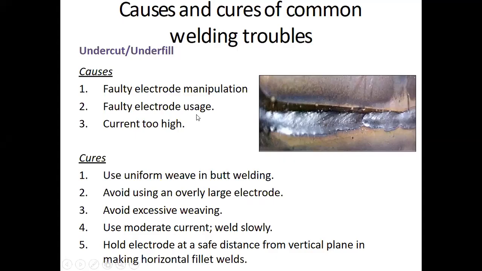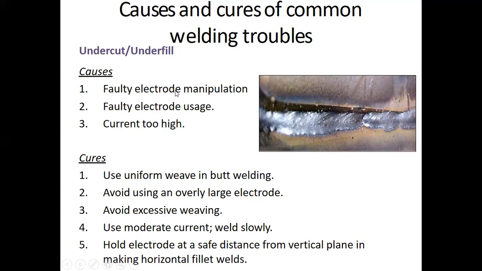So that's what we were discussing, right? The welding defect of undercut or underfill. Basically, it is not filling the weld area properly. The weld is not able to fill the gap properly, the gap between the two base metals, right? So what are the causes of it?